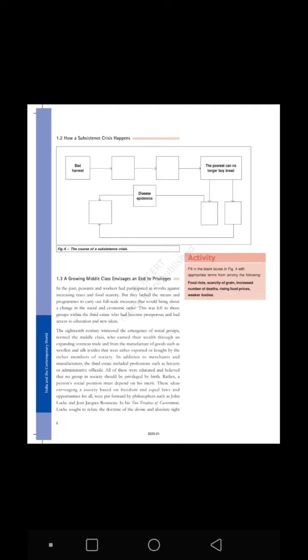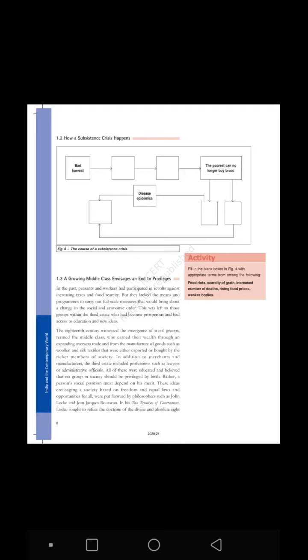Growing middle class envisages an end to privileges. In the past, peasants and workers had participated in revolts against increasing taxes and food scarcity, but they lacked the means and programs to carry out full scale measures that would bring about a change in the social and economic order. This was left to those groups within the third estate who had become prosperous and had access to education and new ideas.